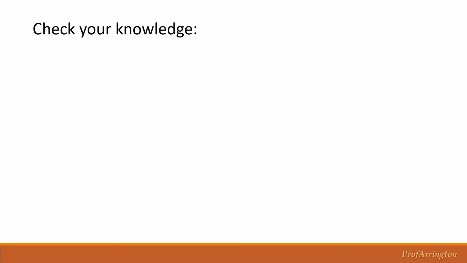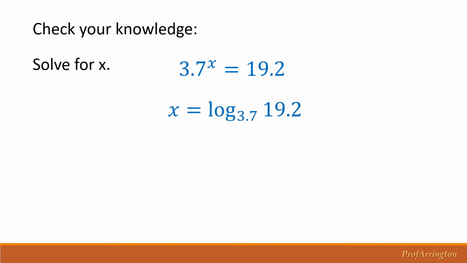So now let's check your knowledge and see if you can figure out this problem. Suppose that you're given the problem, solve for x, and you're given 3.7 raised to the x power is equal to 19.2. There isn't a 3.7 to the x button on your calculator, so the easiest thing to do is to convert this to a logarithm problem. Remembering that most important lesson, that the exponent is the logarithm, we can do the following. x is equal to the logarithm base 3.7 of 19.2.